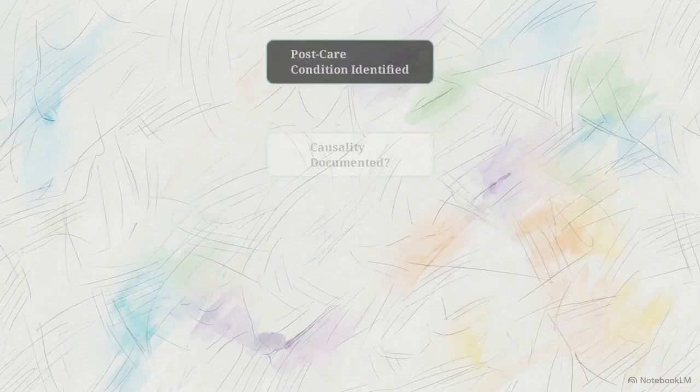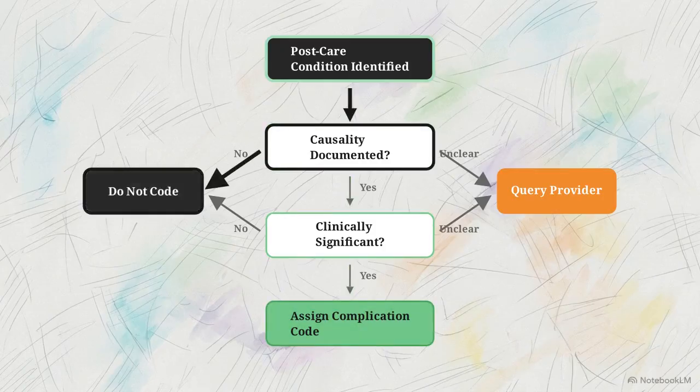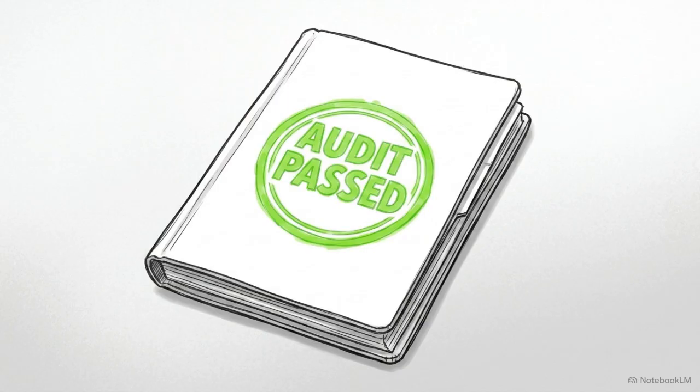This is the completed B.16 decision tree, a tool for processing any chart. When a condition is identified, the cause is documented, and it's clinically significant, you have a clear path to assign a complication code. If causality is missing from the record, the logic rejects the code, terminating the process. And if the relationship is ambiguous at any gate, the system flags the uncertainty and instructs you to query the provider. Adhering to this visual matrix protects against audit findings and incorrect reporting.